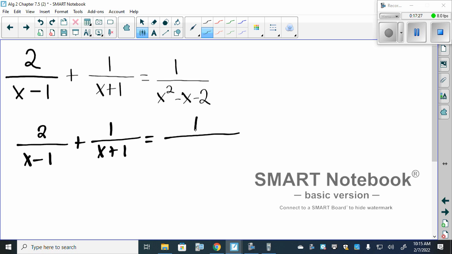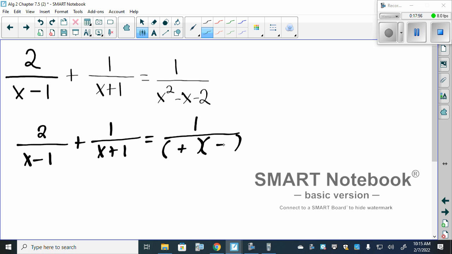Now looking at this one here, we do need to simplify the denominators and find out what the restrictions are. Now, x minus 1 and x plus 1, those won't simplify. They're already as simplified as it gets. Now the x squared minus x minus 2 will factor. Because the 2 is negative, our signs are going to be opposite. One's going to be positive, one's going to be negative.